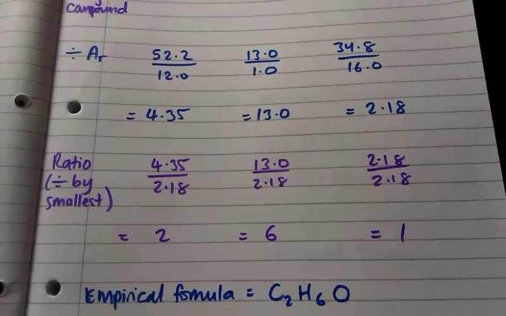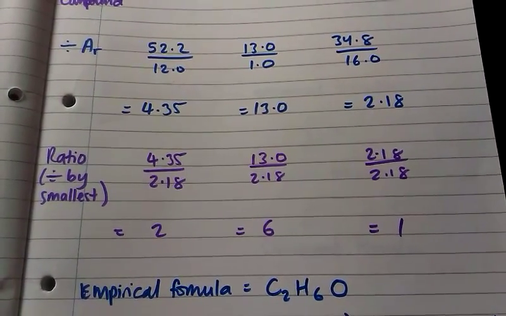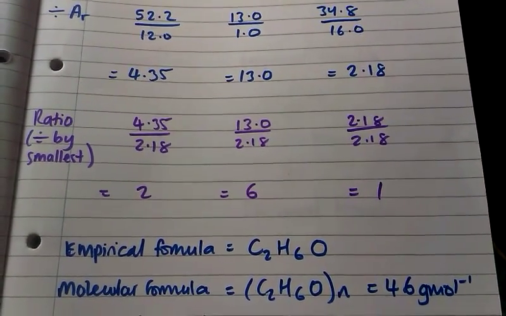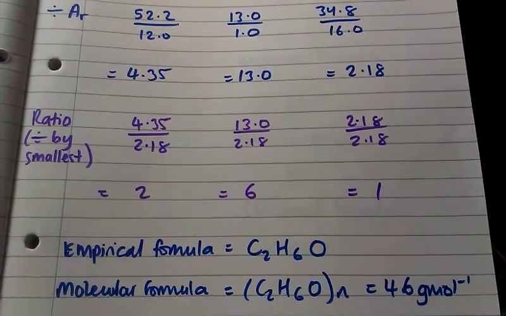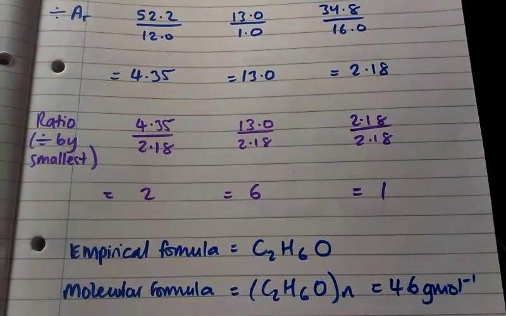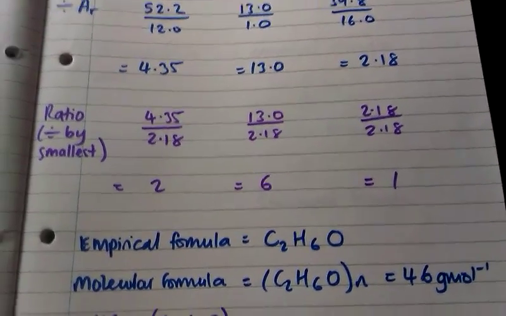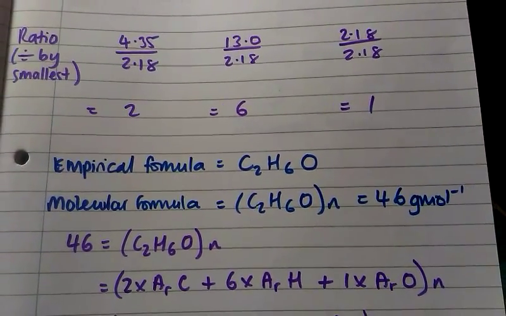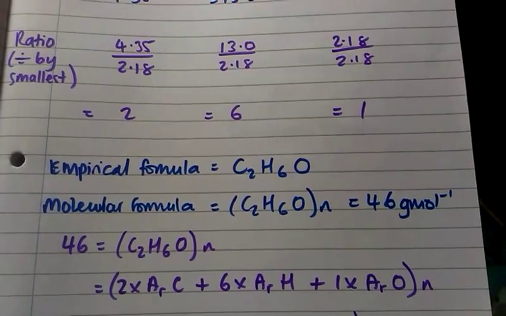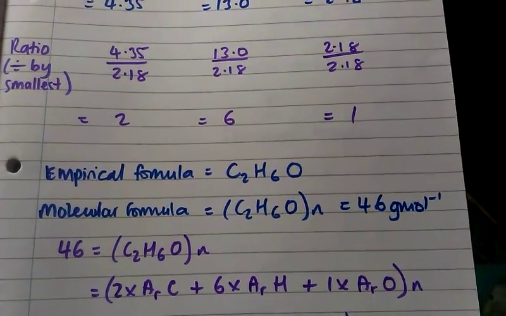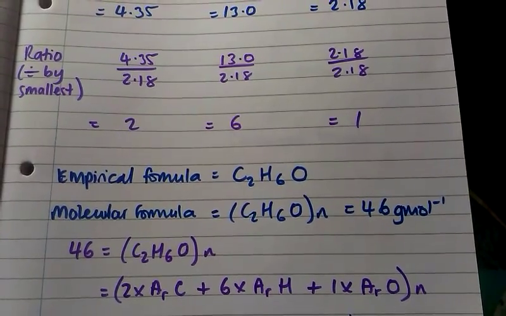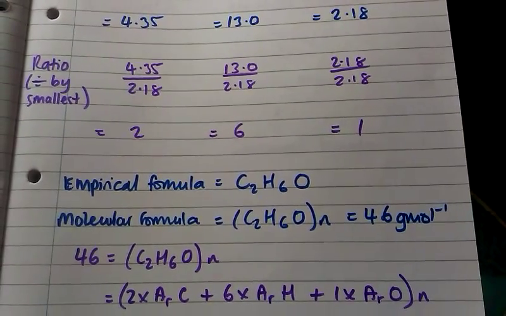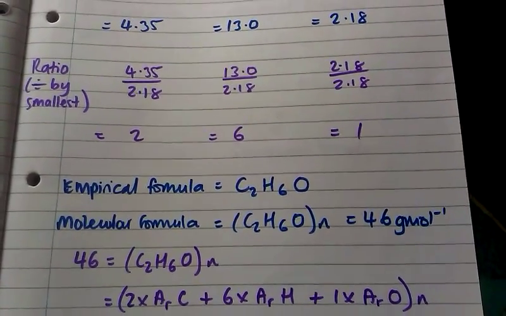So remember, the molecular formula is a multiple of the empirical formula. So we know that n is the multiple, and that has to be a whole number. And so n times C2H6O will be equal to 46 grams per mole. So the calculation goes like this. So in the brackets we have 2 carbon atoms, so 2 times the atomic number of carbon, plus 6 times the atomic number of hydrogen, plus 1 times the atomic number of oxygen, and all of that is multiplied by n to give 46.